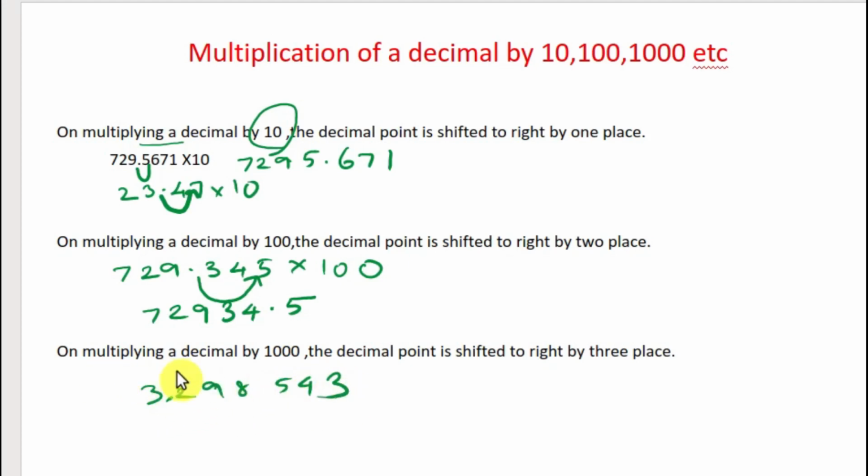On multiplying a decimal by 1000, the decimal point is shifted from here to here, right by 3 places. So, on multiplying by 10, the decimal point is shifted to the right by 1 place. On multiplying a decimal by 100, the decimal point is shifted to the right by 2 places. On multiplying a decimal by 1000, the decimal point is shifted to the right by 3 places.